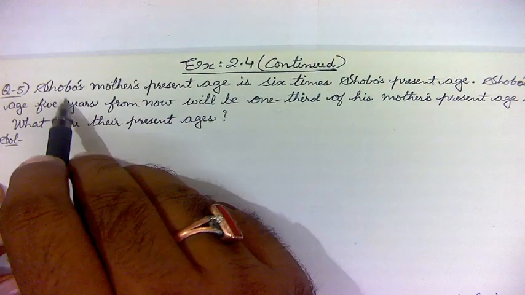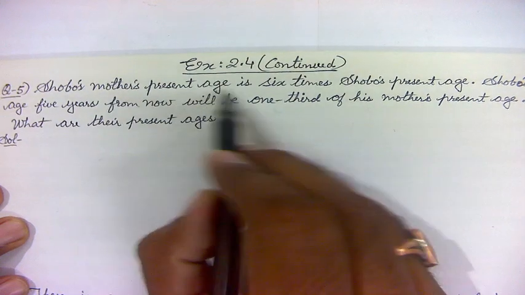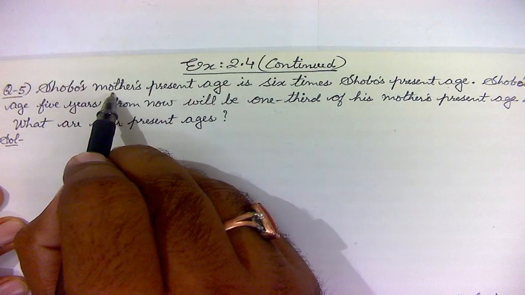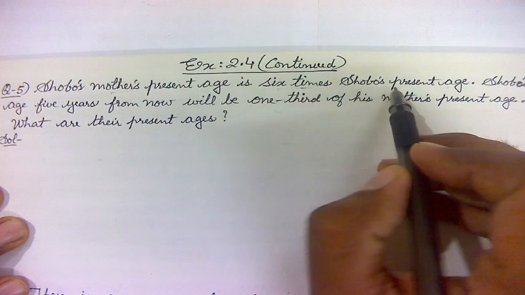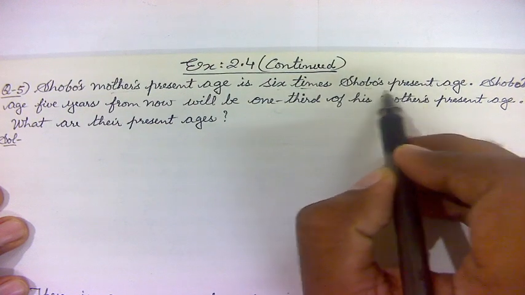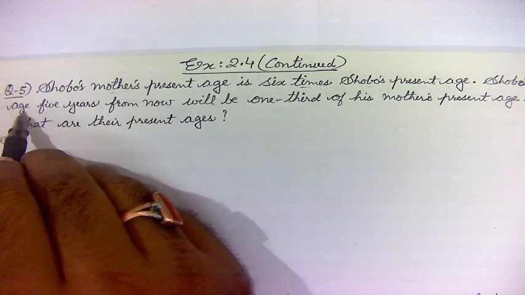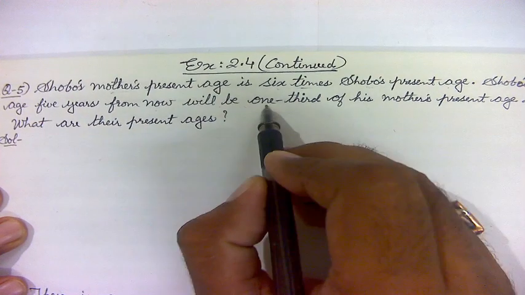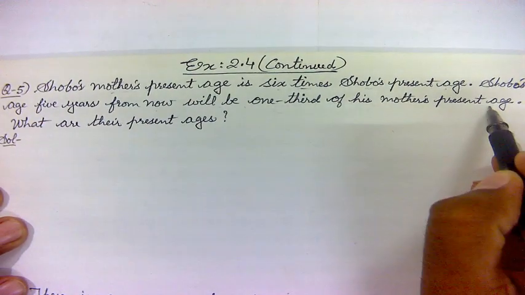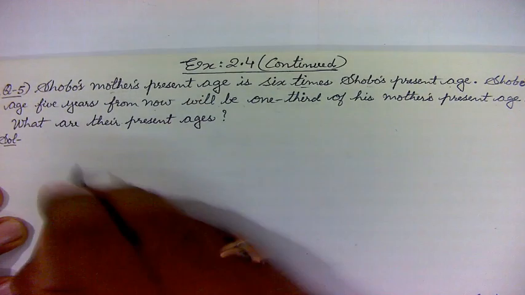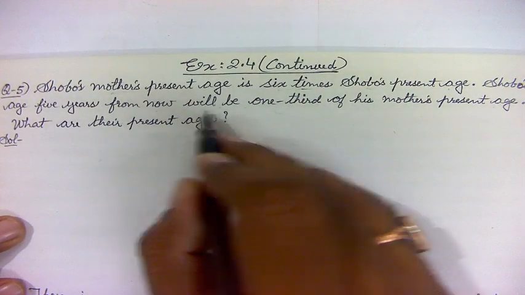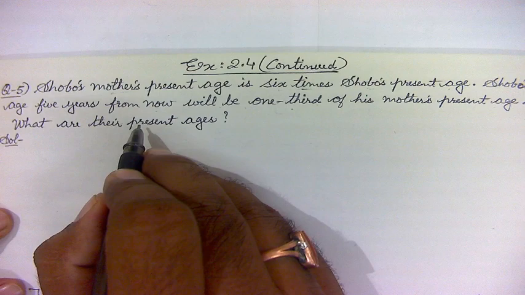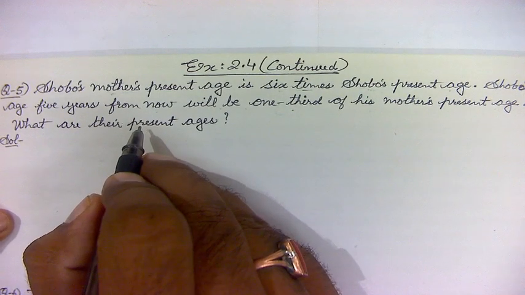So the 5th question says, Shobo's mother's present age is 6 times Shobo's present age. Shobo's age 5 years from now, 5 years from now means after 5 years, will be 1/3 of his mother's present age. So after 5 years, what will happen? Shobo's age will become 1/3 the age of his mother. What are their present ages? So you have to tell what the present ages are.